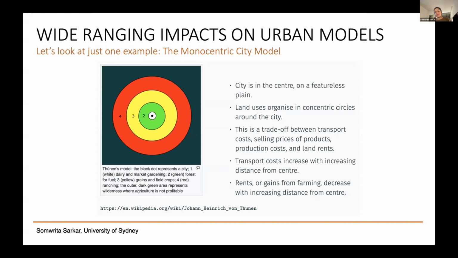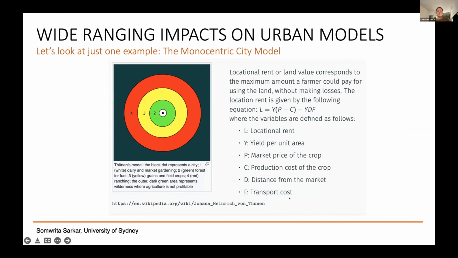But as you go farther away from the center, your land rents fall and your transport costs increase. So it's a trade-off between transport costs and land rents, essentially. Transport cost increases with increasing distance from the center, while rents or gains from farming decrease with increasing distance from the center. So this led to a mathematical model. And again, we can see that very simple models can arise out of these trade-offs. I won't spend a huge amount of time on it.